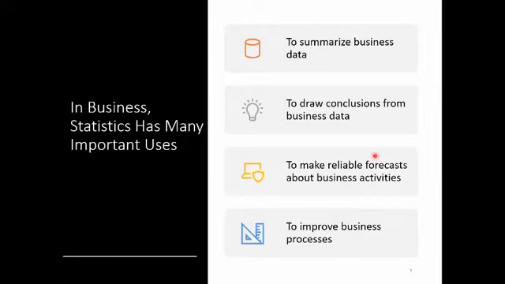Then you make reliable forecasts. That particular business checks, okay, what would be the profitability for next year? What may be the expenses for that particular business in the next 5 years? Likewise. So you make those forecasts, and then since you have a basic understanding about what it has been like and what it might be like, you try and improve the business process accordingly.